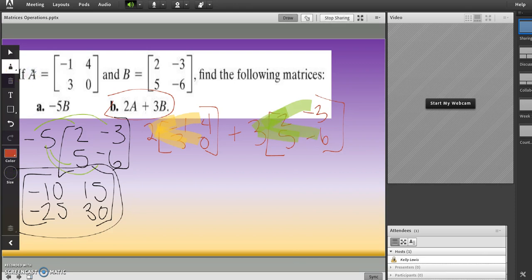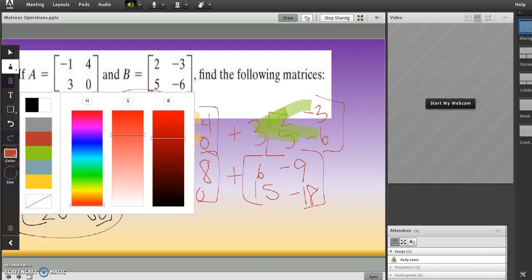So 2 times negative 1 is negative 2. 2 times 4 is 8. 2 times 3 is 6. 2 times 0 is 0. We'll add it to 3 times 2 is 6. 3 times negative 3 is negative 9. 3 times 5 is 15. 3 times negative 6 is negative 18.